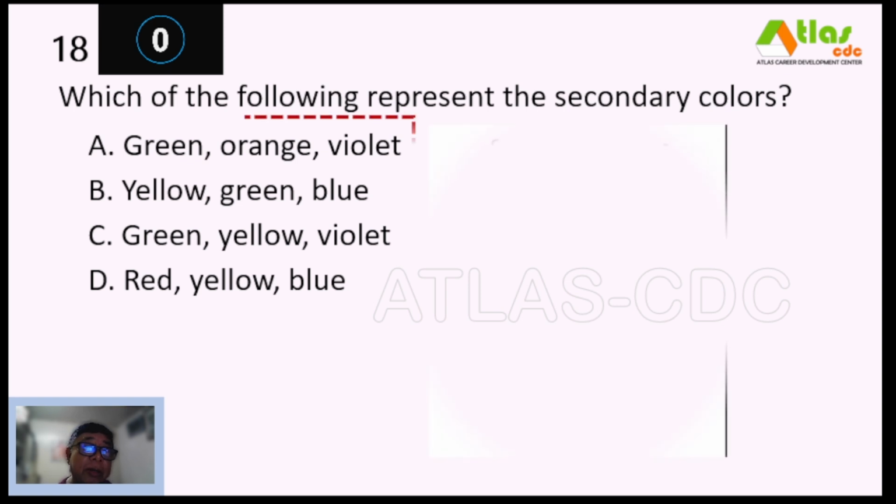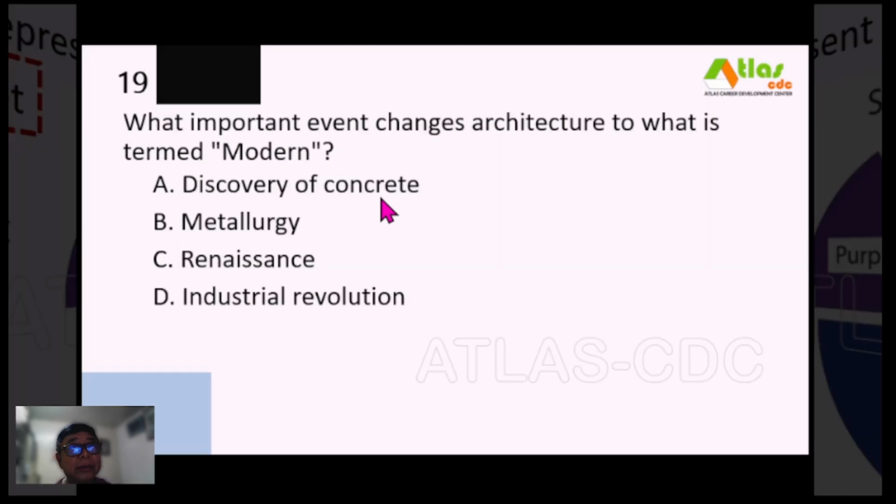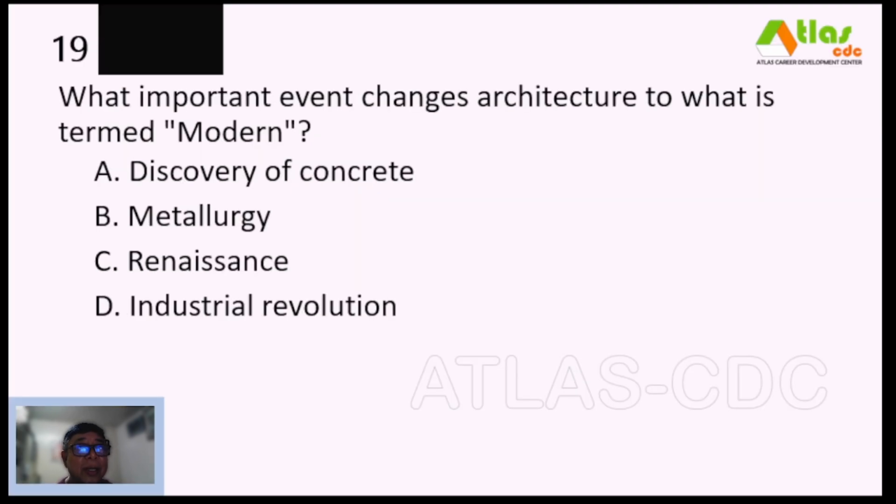And our correct answer is letter A, green, orange, and violet, or purple. Number 19. What important event changes architecture to what is termed modern? A. Discovery of concrete. B. Metallurgy. C. Renaissance. And D. Industrial Revolution.